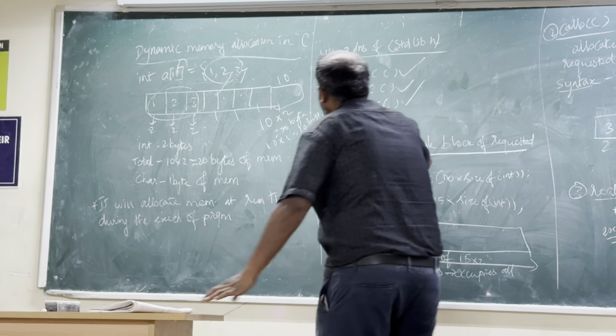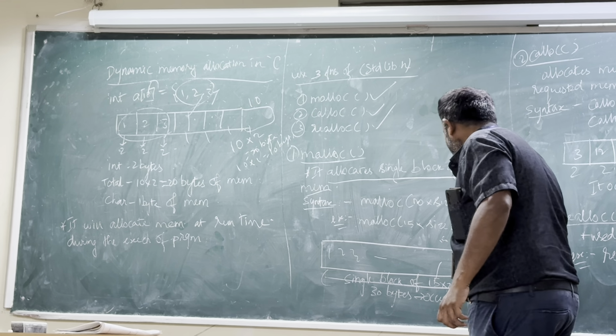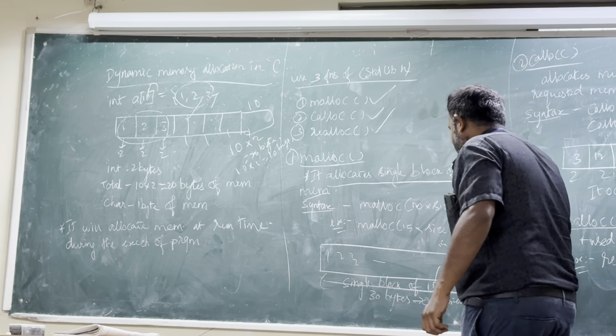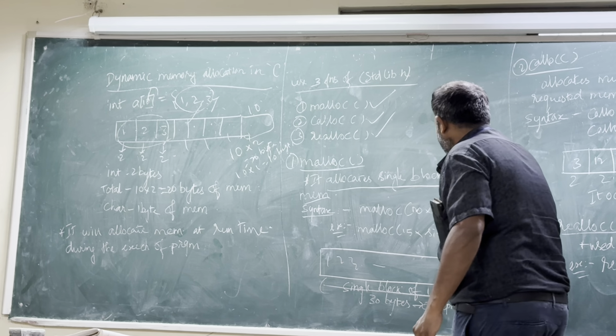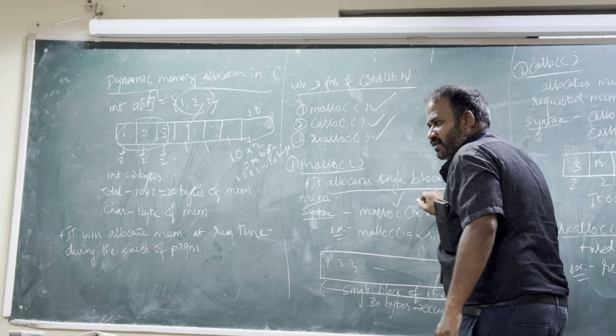So this single block is 15 into 2. Our size is 15, and 2 is the integer type. So a total of 30 bytes can be occupied in a single structure. The syntax is malloc(number * sizeof(int)). Here the number is 15, and sizeof(int) is the size of each element. There is a drawback: the numbers are arranged randomly, and this will lead to wastage of resources.